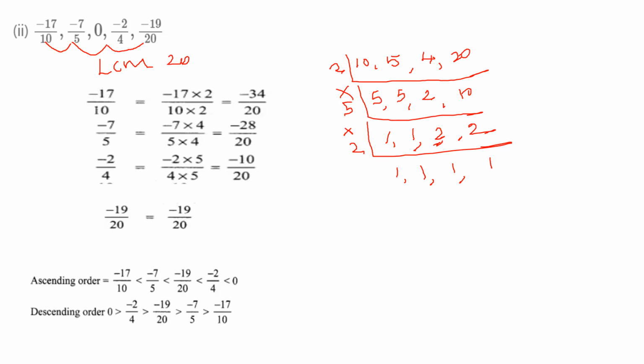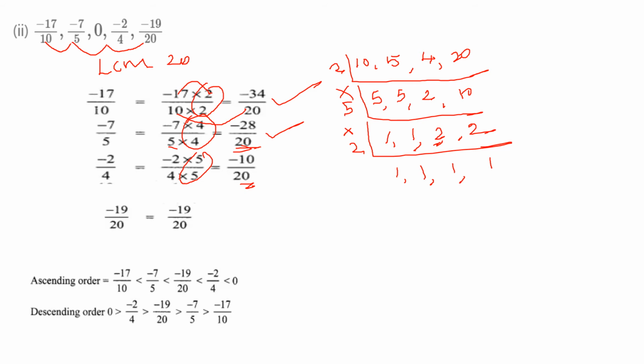So minus 17 by 10, we can multiply 2 by 2, we get 20. So minus 17 into 2, minus 34 by 20. Minus 7 by 5 means we need the product 20, so we multiply 4 by 4. 5 into 4, 20. So minus 28 by 20. Minus 2 by 4 means multiply 5 by 5, we get the product 20. So minus 10 by 20. And minus 19 by 20 is equal to minus 19 by 20.